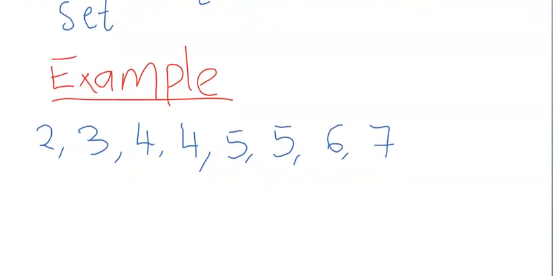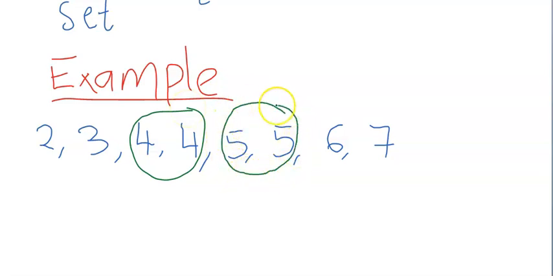So what we are going to do is look for the numbers that are appearing more frequently. As we can see from our data, we have two values that are appearing twice. So that is 4 and 5. So these two values here, the 4 and the 5, become the modes of this particular data set.